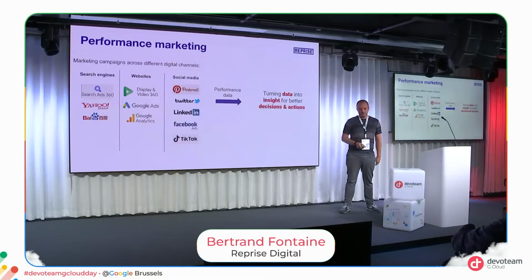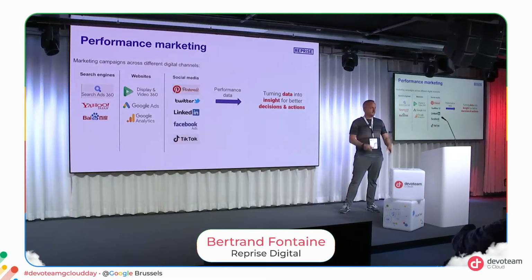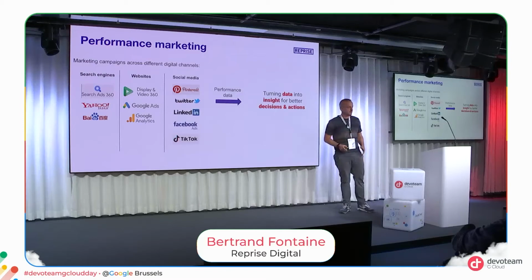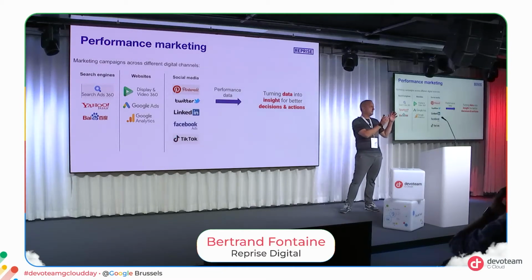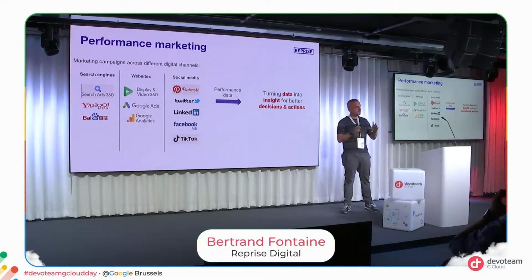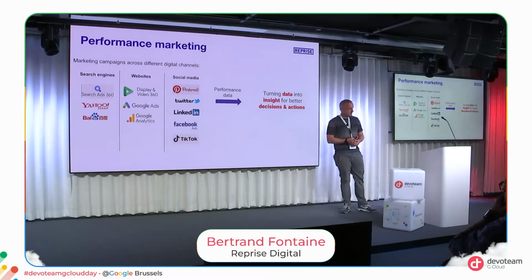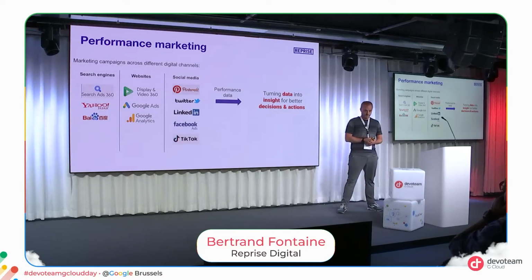So performance marketing, what it is. In a nutshell, a client will come to us and say, okay, we want to run 2 campaigns, one about awareness of that product and one about conversion. So what we're going to do is activate different channels. For example, search engine, Google search, websites for display on banners, and so on and so forth, and social media. So typically Twitter, Facebook, TikTok.